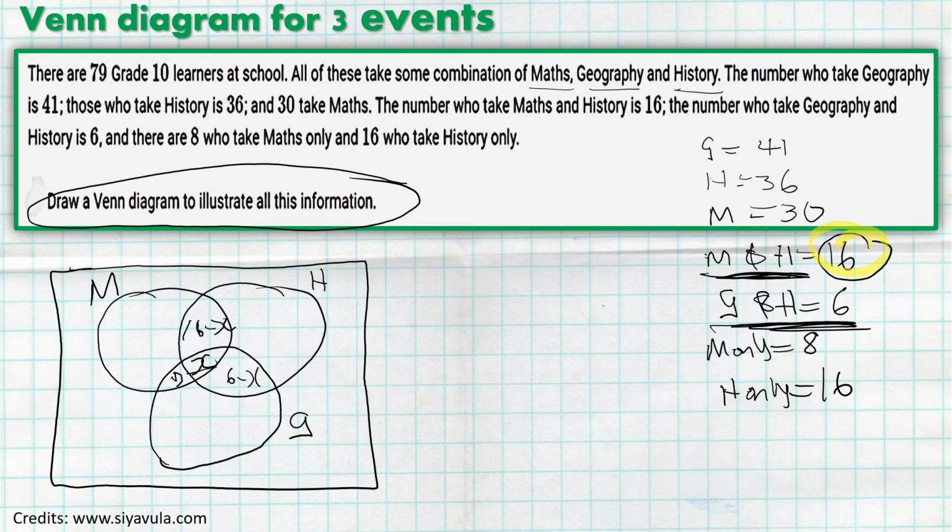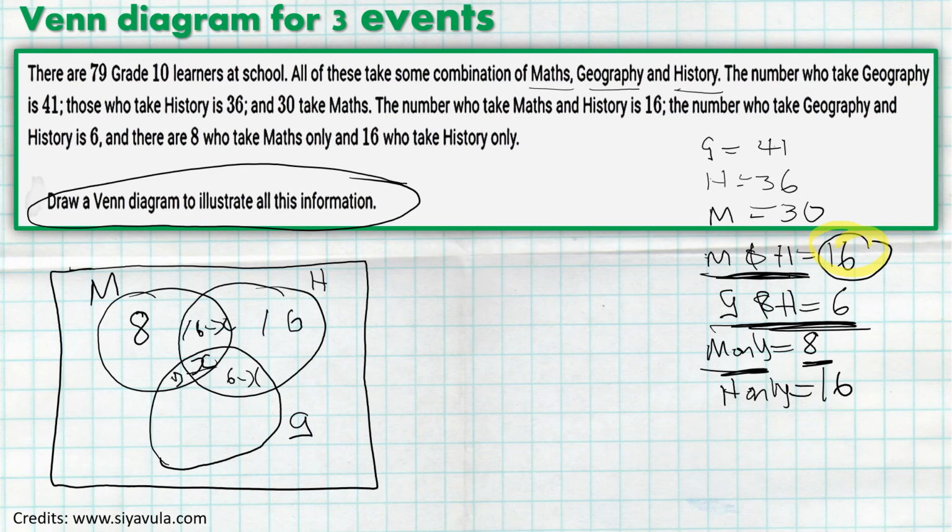After doing this, we can now go to the maths only part, the history only part, and the geography only part, right? After you move from the intersections, you can go to those other sections that represent only those outcomes for those events. We have 8 of them doing maths only, so we're just going to put 8 there because we were told that 8 is maths only. History only, we have how many? 16 of them. So for history only, we put 16.